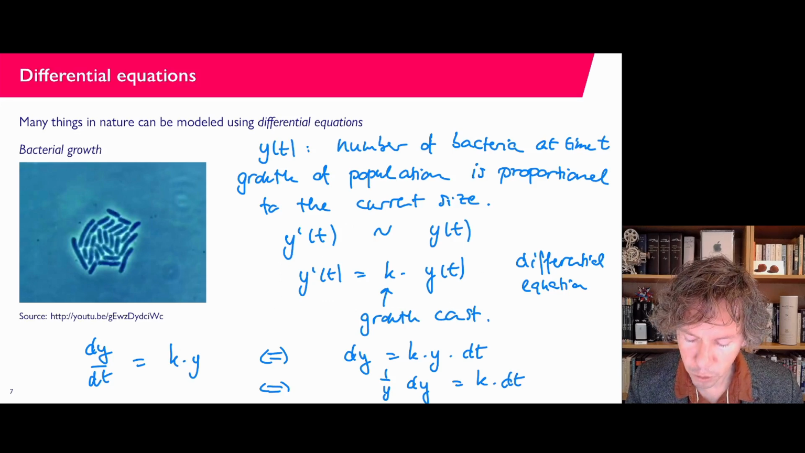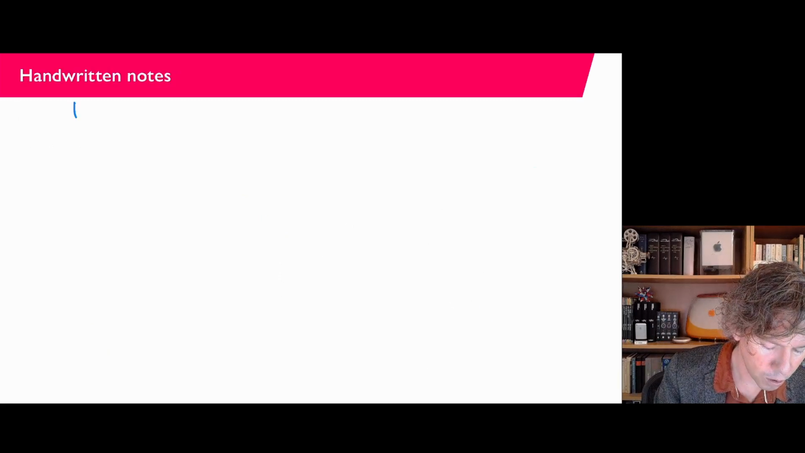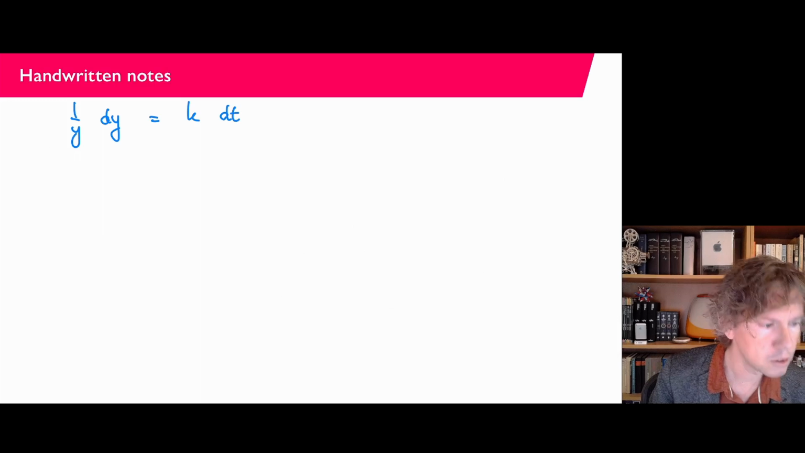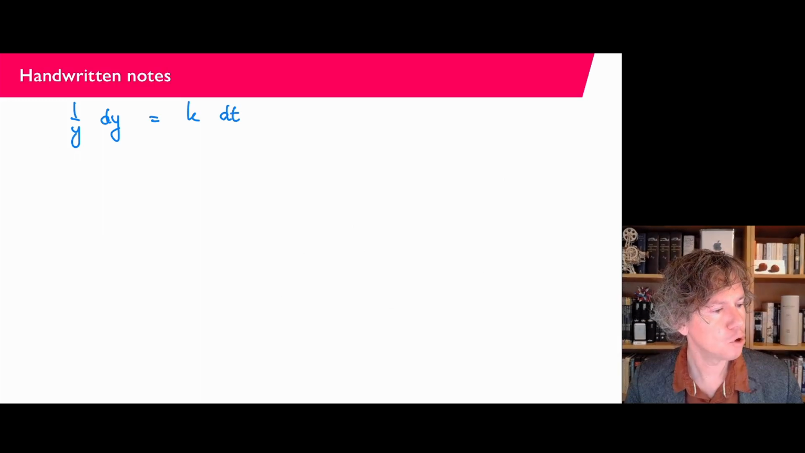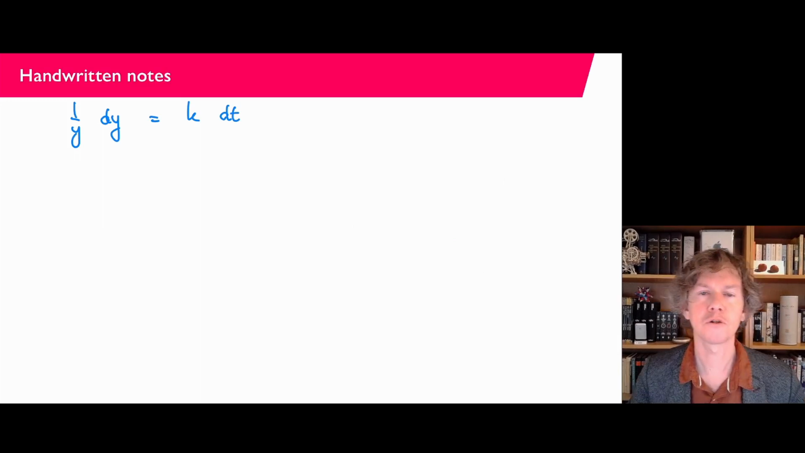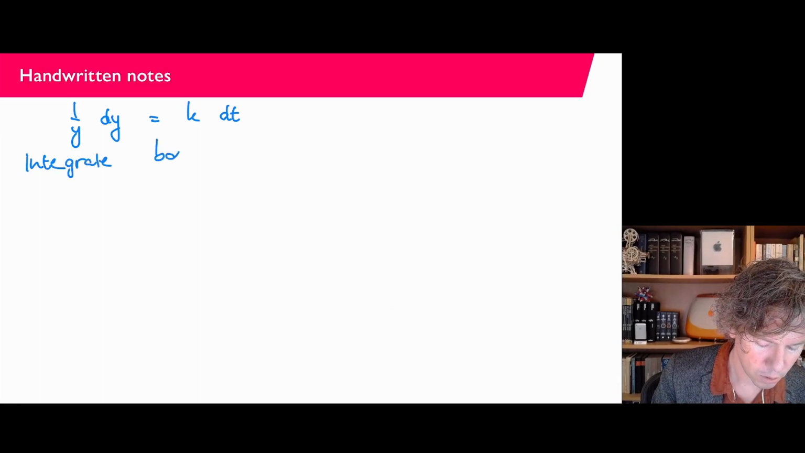Now let me go to a new page. I'll copy the equation that we are currently working with. So here's a new page, and we have 1 over y dy equals k dt. Now what I'm going to do now is integrate both sides of this equation.